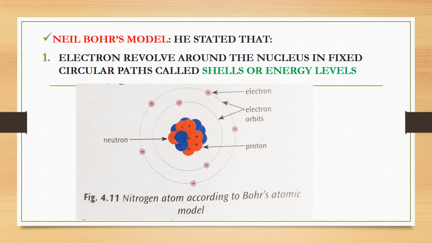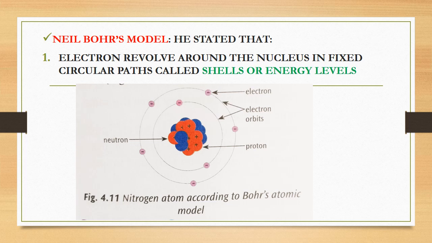Coming to Bohr's model, Bohr slightly modified the model given by Rutherford. He said that electrons revolve around the nucleus in fixed circular paths called shells or energy levels. In contrast to this, Rutherford had said that electrons also revolve around the nucleus, but in a haphazard manner. But Bohr said that the electrons revolve around the nucleus in fixed circular paths called shells or energy levels. Please have a look at figure 4.11.